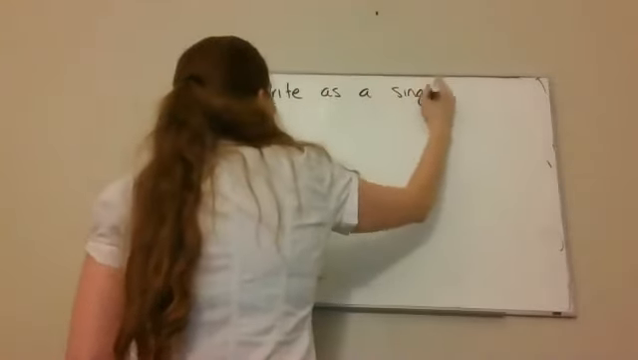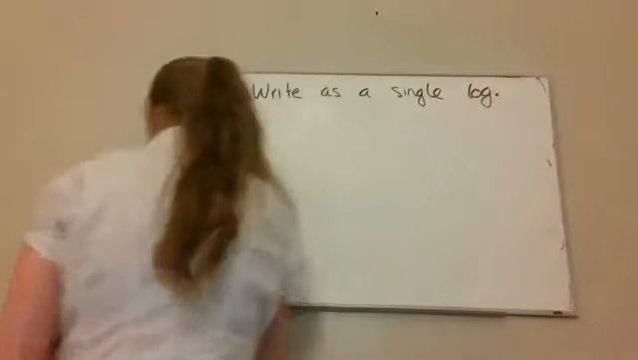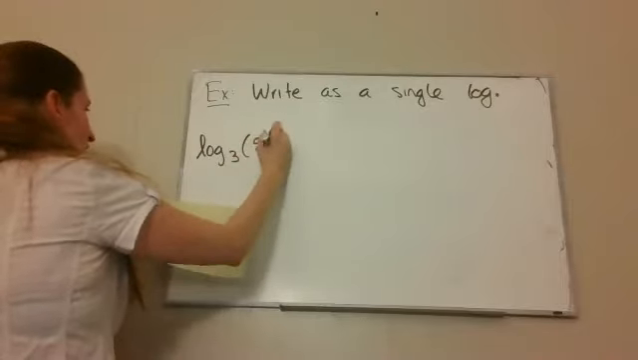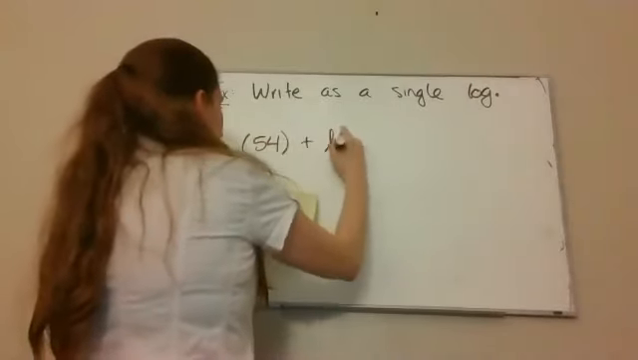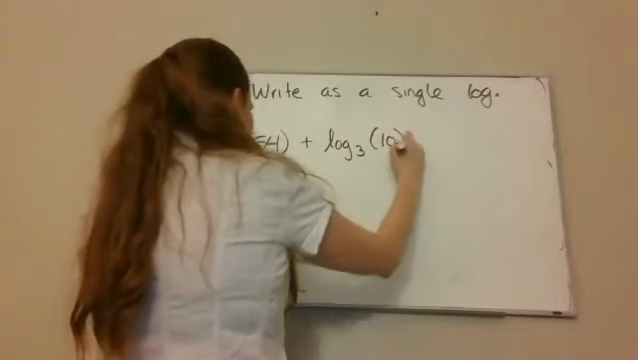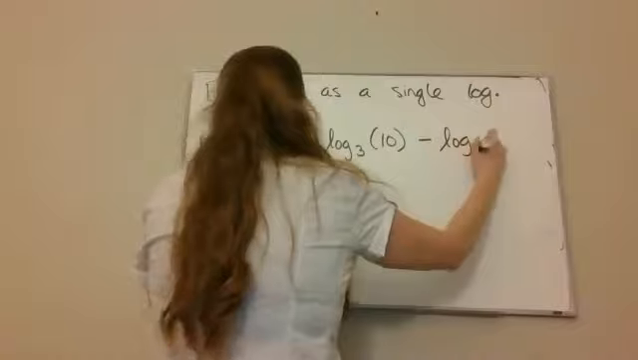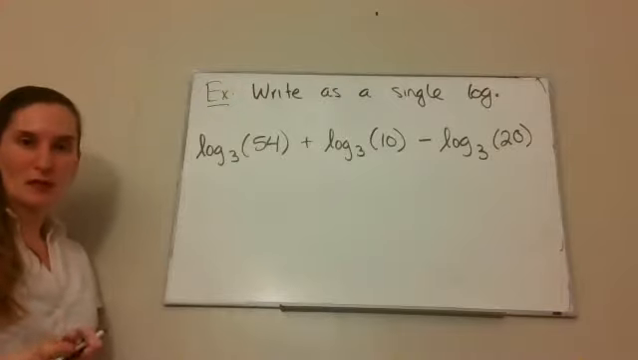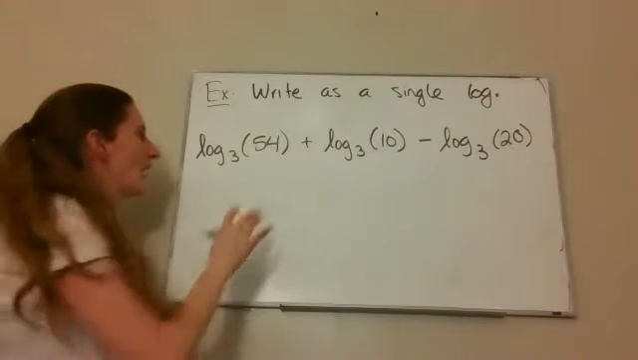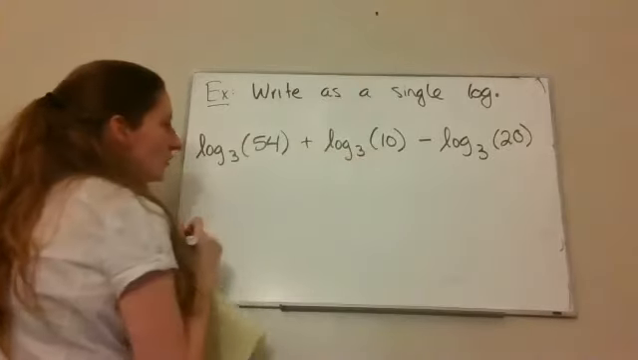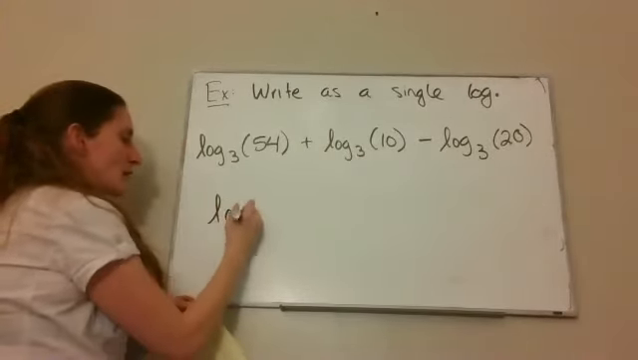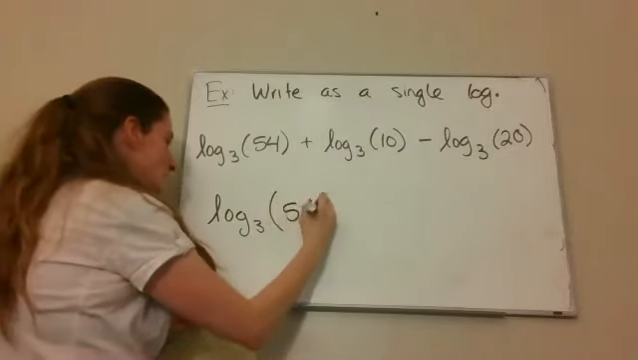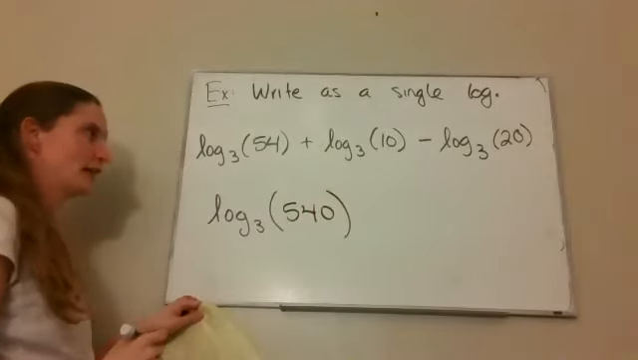So write as a single logarithm. And we have log base 3 of 54 plus log base 3 of 10 minus log base 3 of 20. And I'm just going to work this from left to right. So looking from left to right, I have this logarithm plus another logarithm. I can rewrite that using my product property. I would have 54 times 10, which is 540 inside of that logarithm.